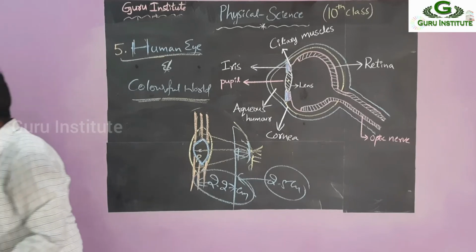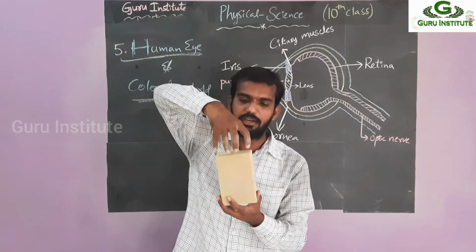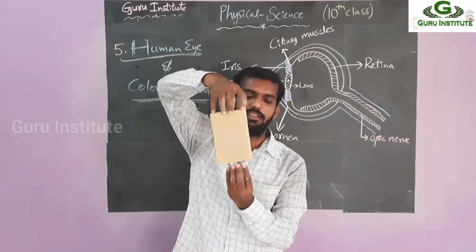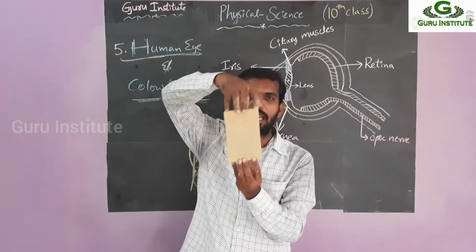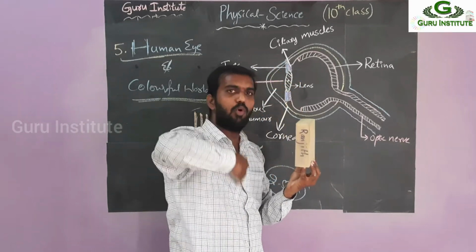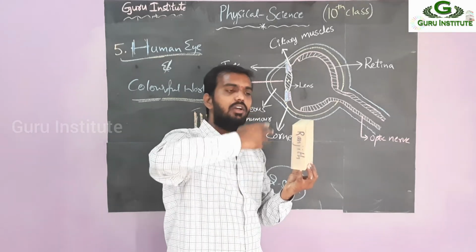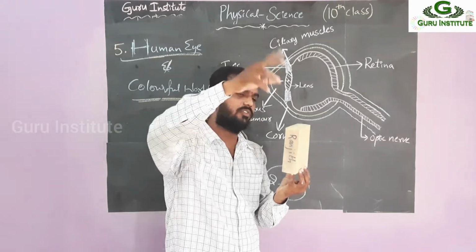For example, see here. Suppose this is our eye lens, and my fingers are the ciliary muscles, holding like this. For far distance, they should be like this. So this is the eye lens, and my palm is about here. It is the retina. So it is the same as that. Okay, this is 2.5 total. You can see far.